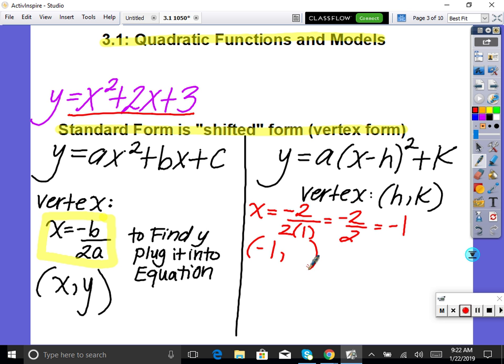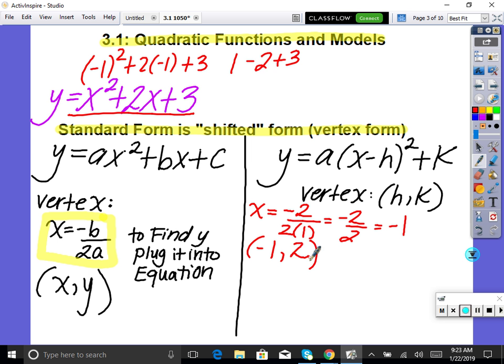So I'll take negative 1 and plug it back in, calculating negative 1 squared plus 2 times negative 1 plus 3. Isn't negative 1 squared 1? Plus negative 2, so I'll say minus 2 plus 3. 1 minus 2 is negative 1. Negative 1 plus 3 is 2.